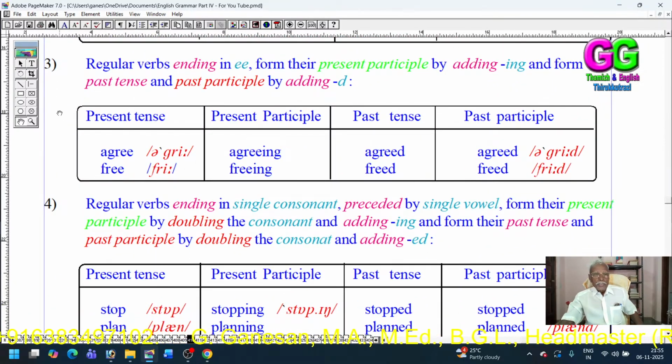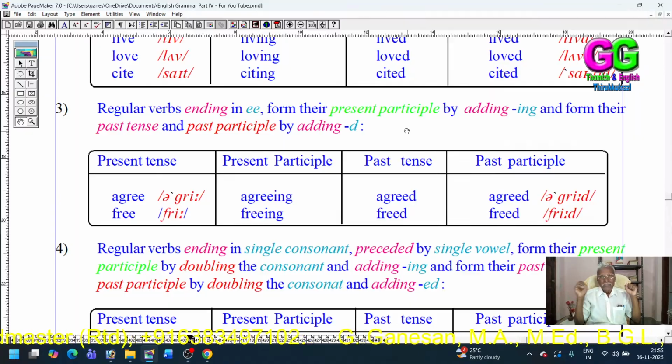Rule 3. Regular verbs ending in EE form their present participle by adding ing and form their past tense and past participle by adding d. My dear children, regular verbs ending in EE form their present participle by taking ing and their past tense and past participle by taking d.